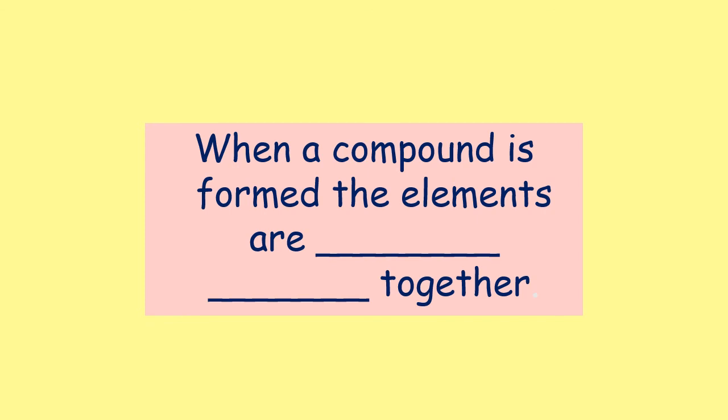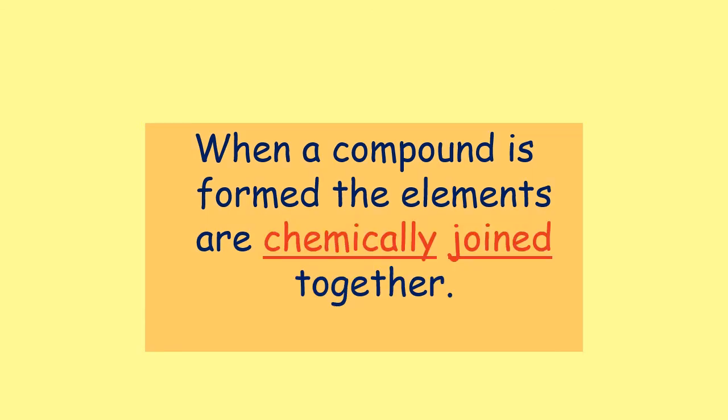When a compound is formed, the elements are what together? So this is 2 words, and we have to be very specific. When a compound is formed, the atoms of the elements are something together. The words we're looking for are chemically joined together. Remember, the definition of a compound is a chemical that contains more than 1 type of atom chemically joined together.